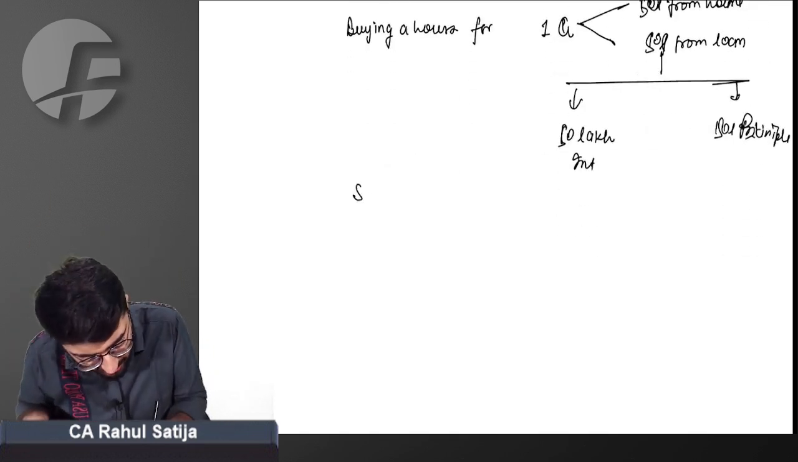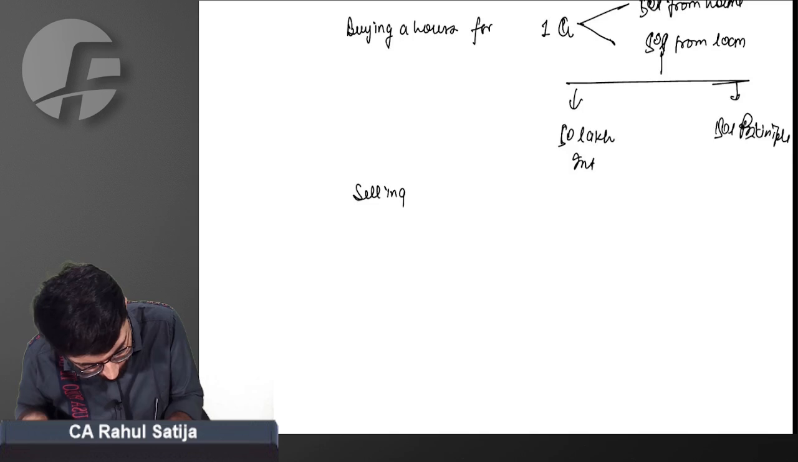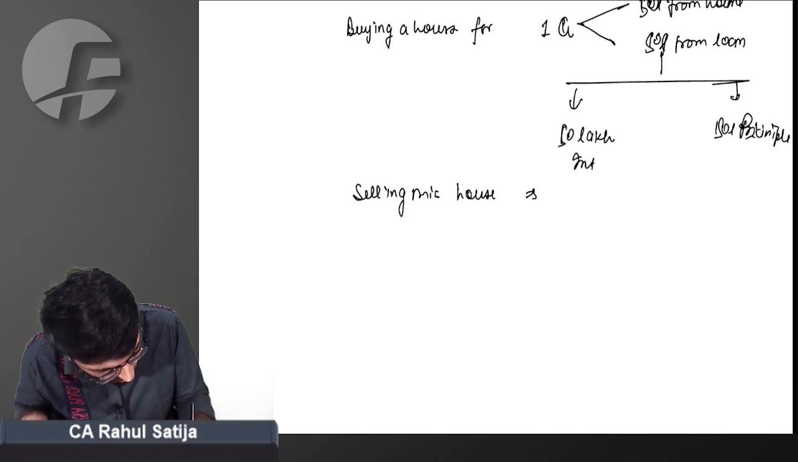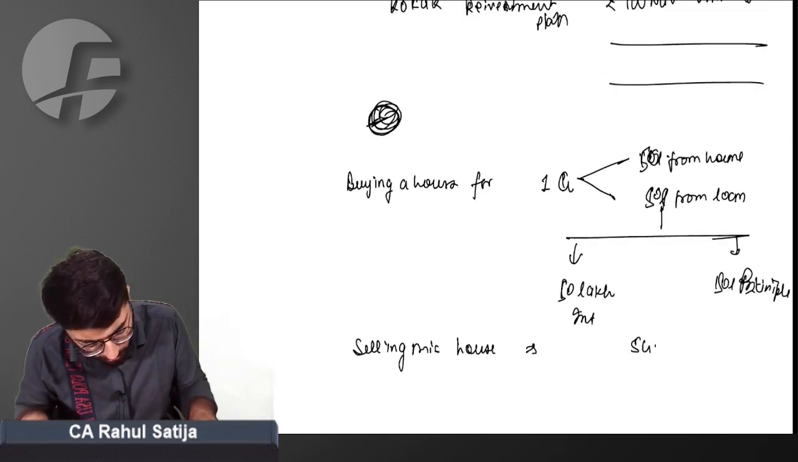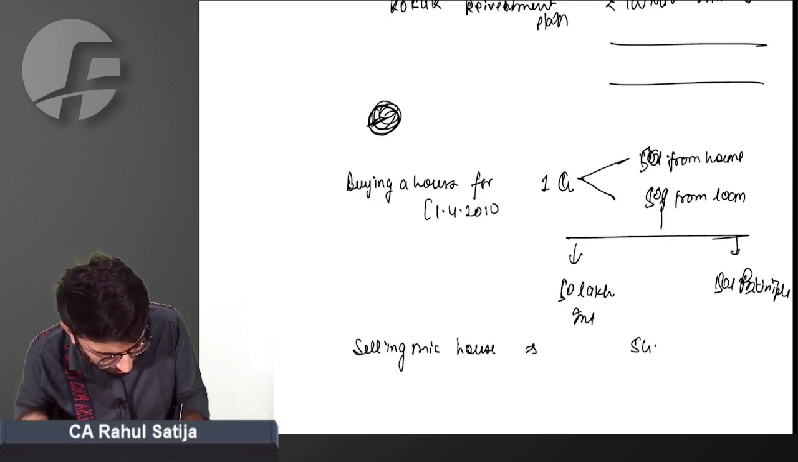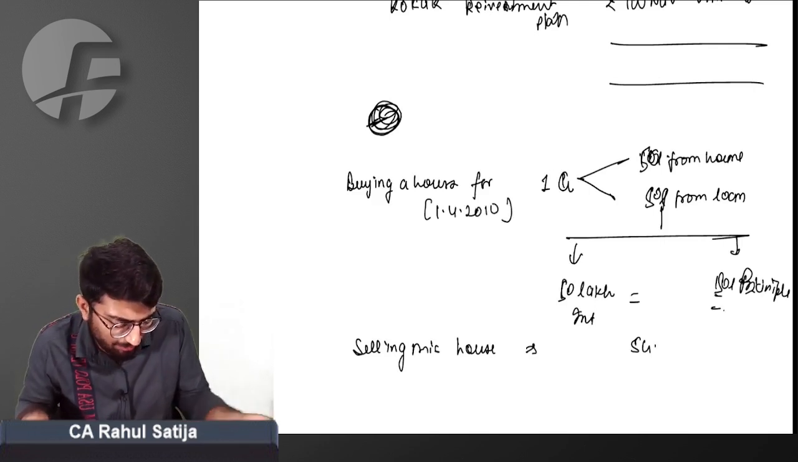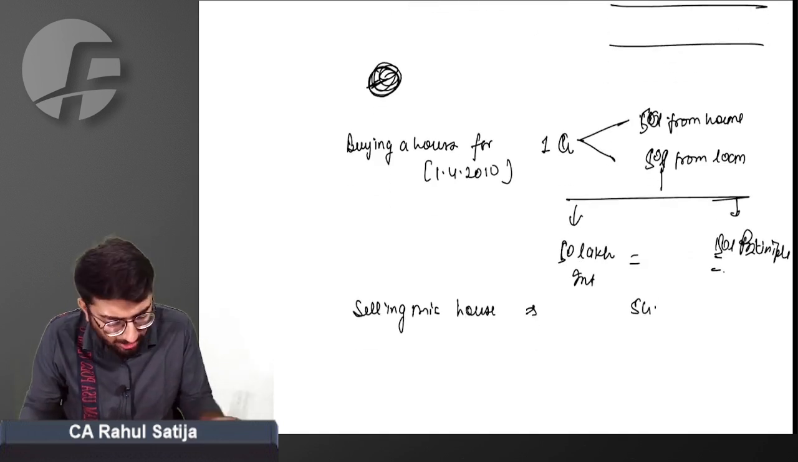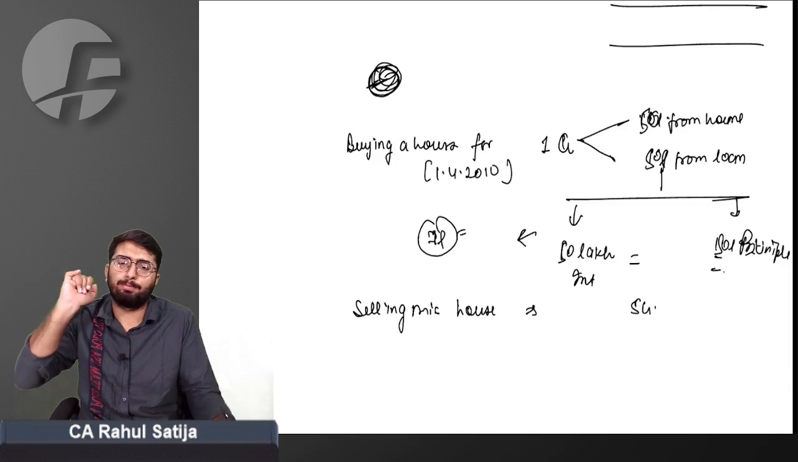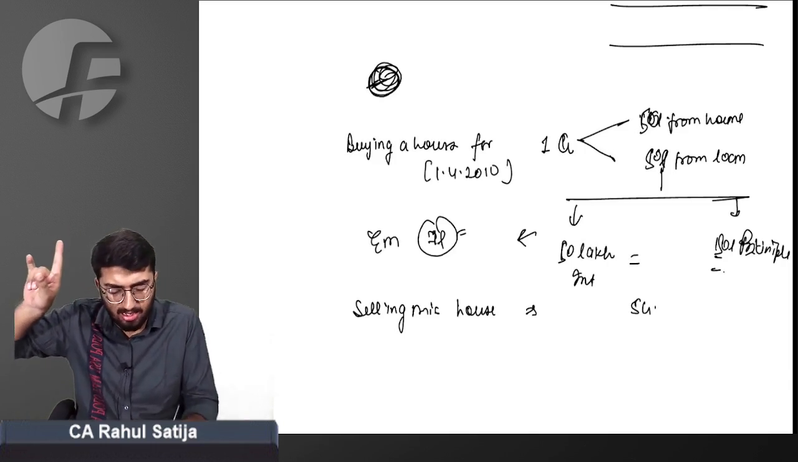When I will be selling this house, for example, I sold this house for 5 crore. Buying was made on 1st April 2010. Every year I am paying interest, I am paying principal. EMI stands out to be 7 lakh rupees for the house.